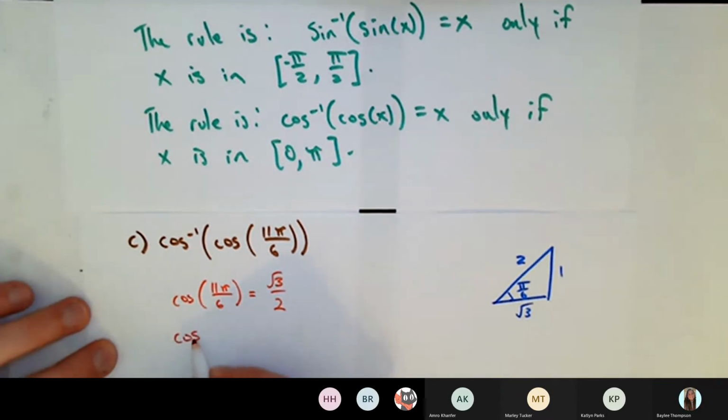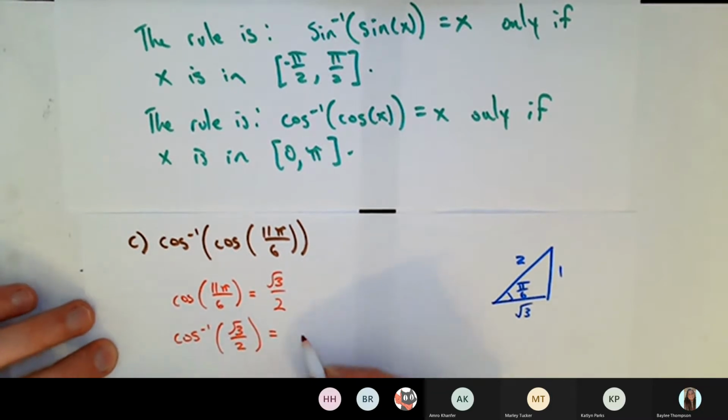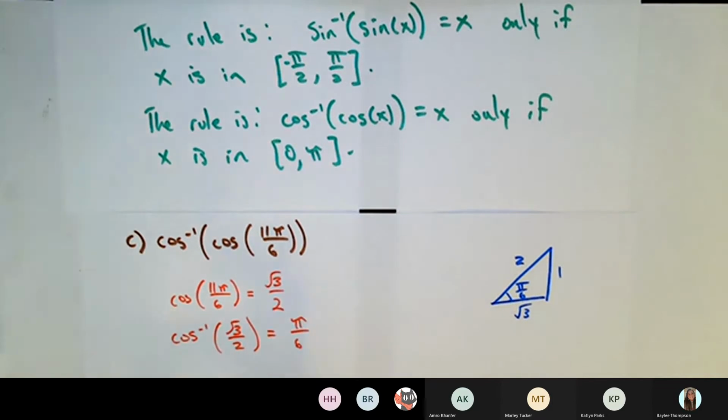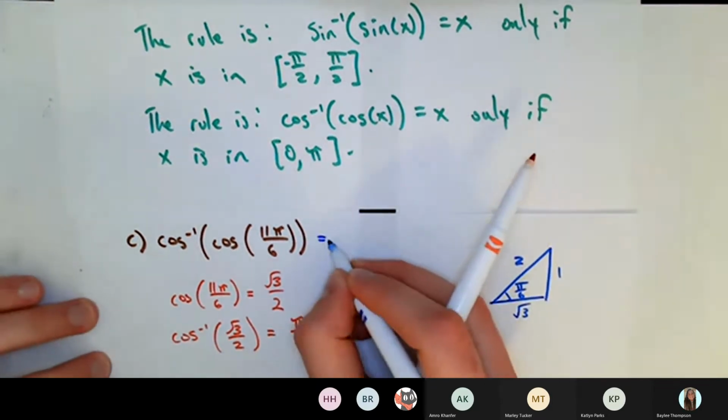Okay, then cosine inverse of square root of 3 over 2 is equal to, well, we already calculated that earlier. That's pi on 6. And that's in the range 0 to pi, so the solution to this one is just pi on 6.